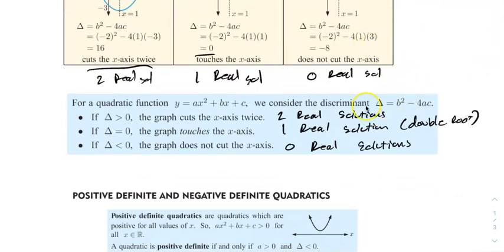So again, this is in your formula sheet right here. So that's what the formula is. This next part, understanding what it means, you have to know yourself. So you have to know that when the discriminant is positive, it's 2 real. When the discriminant equals 0, it's 1 real. And when the discriminant is less than 0, it's 0 real.